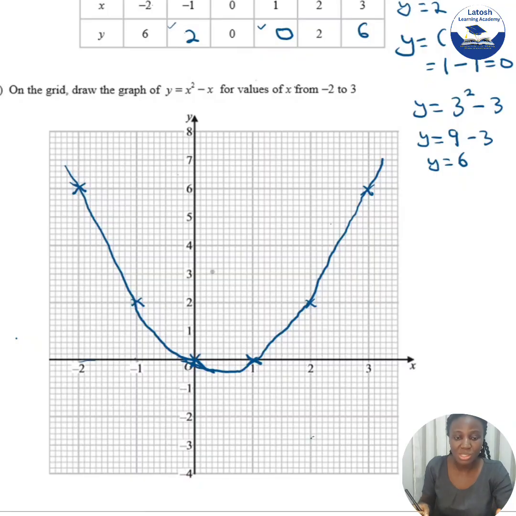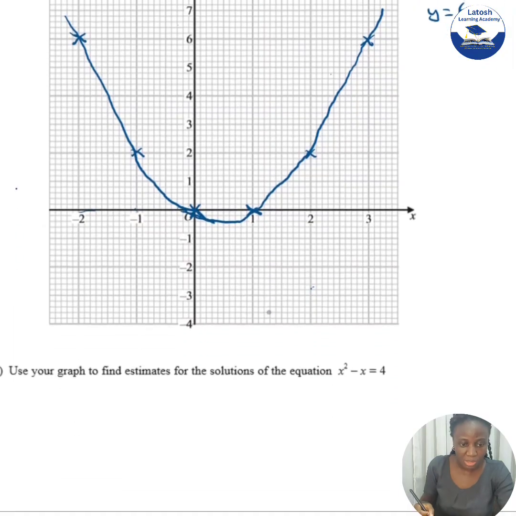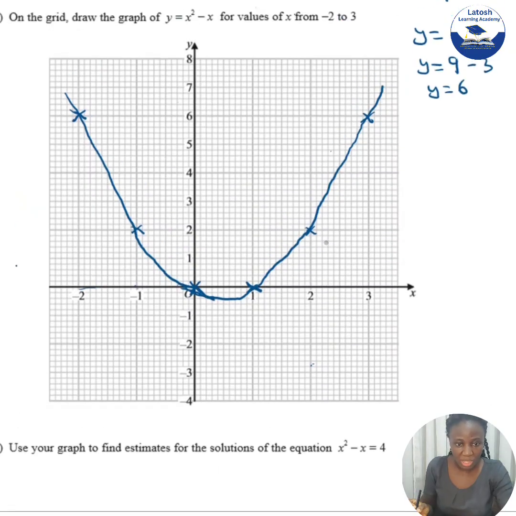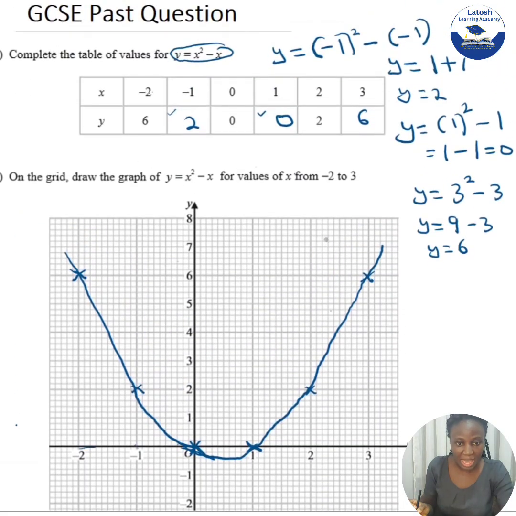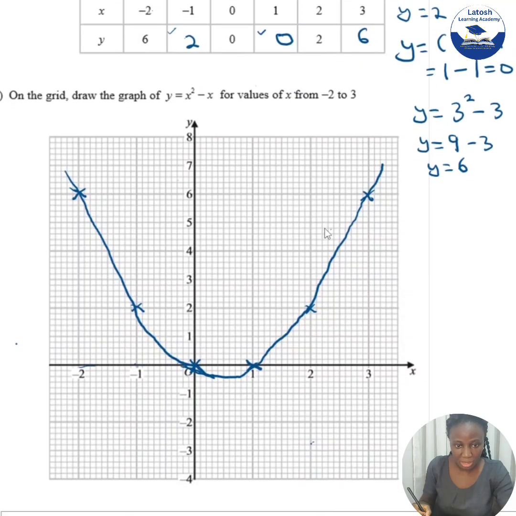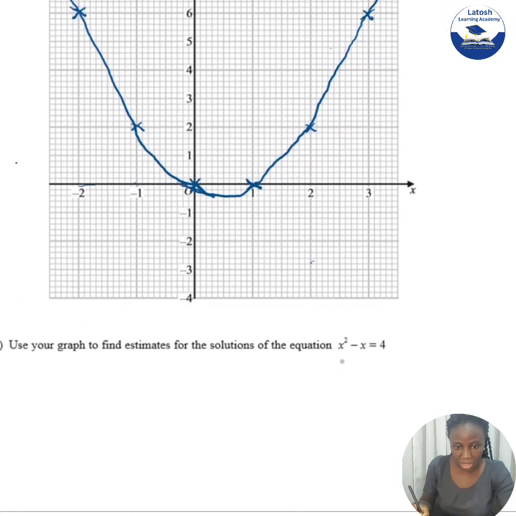Now it's time for us to use this particular graph to solve question C. Question C says we should use the graph to find estimates for the solutions of the equation x squared minus x is equal to 4. If we come to our equation, y equals x squared minus x. So we have y is equal to x squared minus x. If you see this, they are the same. x squared minus x are the same.